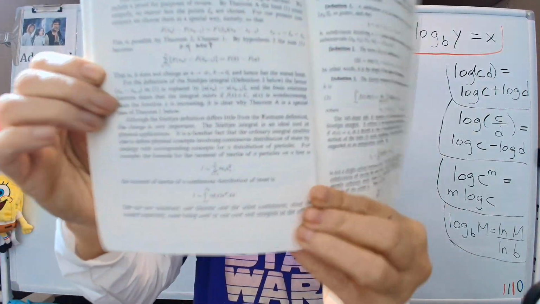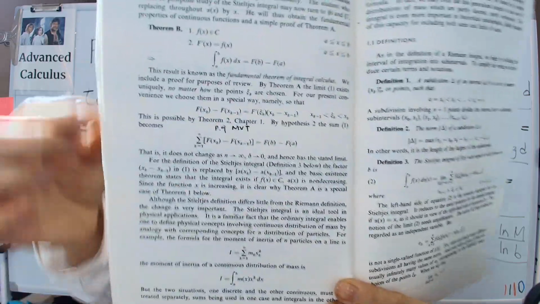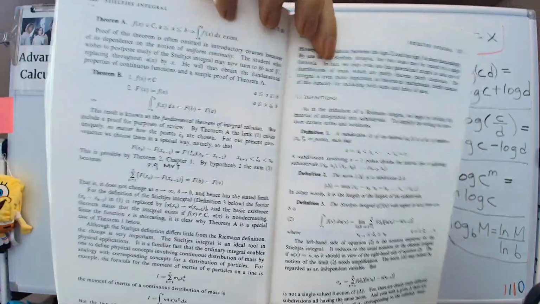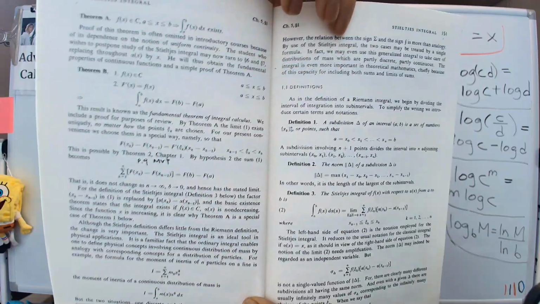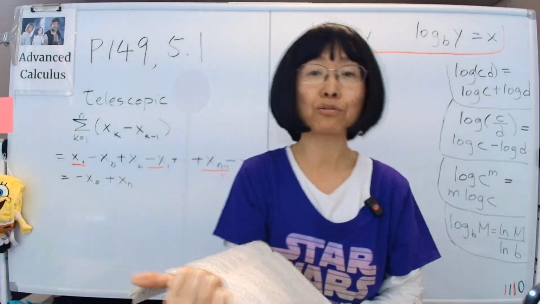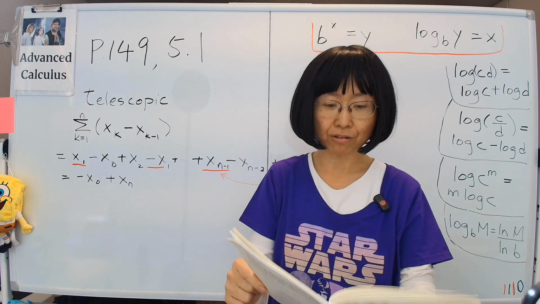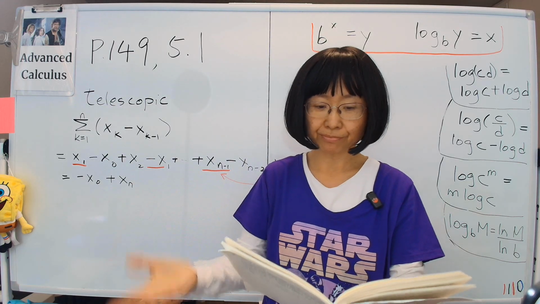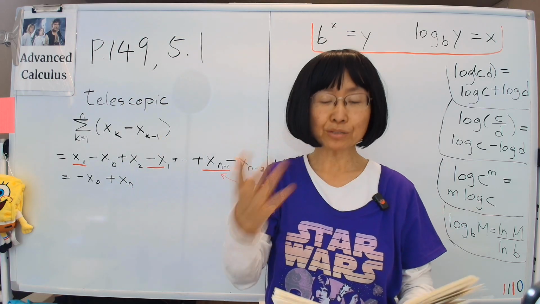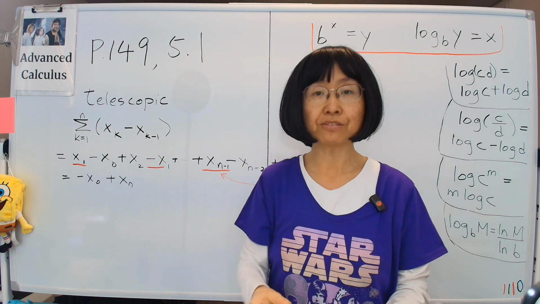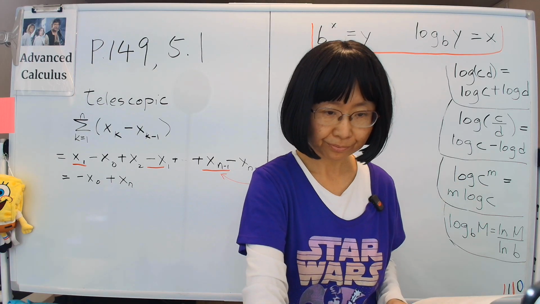Now, the rest of the page, all the way down until we get to the next section, please read this yourself. It is a common description of the Stieltjes integral that is neat and so on. So please read that yourself, and we're going to move on to the definitions on page 151.